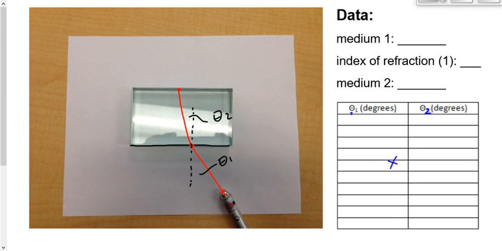Repeat that at least 10 times. Let's say minimum 10 trials, maximum 1,000 trials. You're probably going to lean more towards the 10 than the 1,000. There's a couple more things you need to write down here. Medium number 1, that's going to be air. Medium number 2, that's going to be glass. And the index of refraction of air as found on our data sheet would simply be 1.00. We don't know the index of refraction of the glass. That's what we're trying to find, so we're certainly not going to record a value for that.